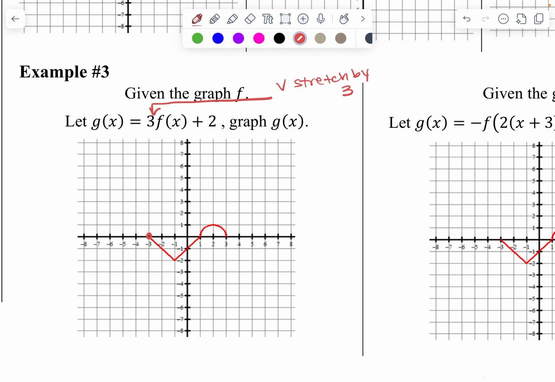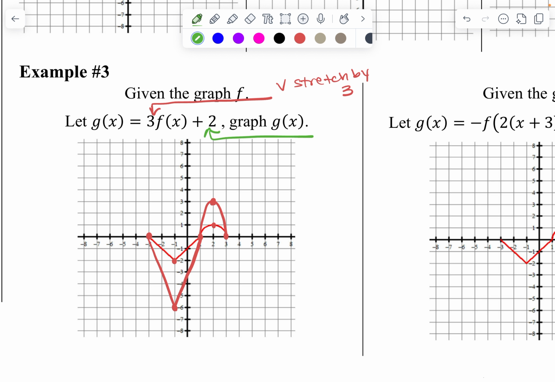So this vertical distance is 0. It's going to stay there. This vertical distance is -2. It's now going to multiply by 3, so that would be -6. This vertical distance is 0. It's going to stay there. This vertical distance is 1, so it's going to multiply by 3. And this is also 0. So this is my vertical stretch, okay?